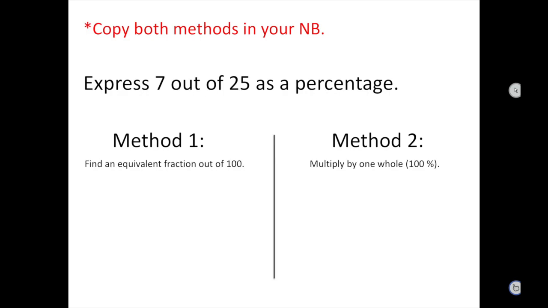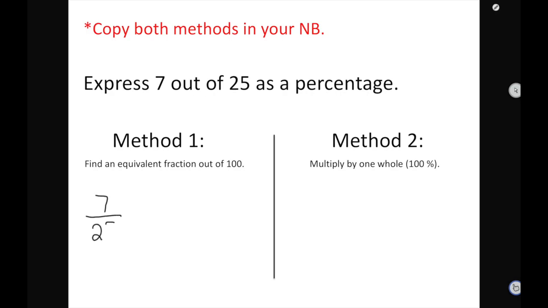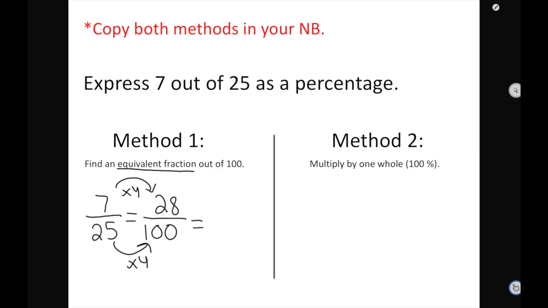To begin, I'm going to write my fraction. I'm asked to express 7 out of 25 as a percentage, so I'm going to write 7 out of 25, and I'm going to create an equivalent fraction because I'm solving with method 1. I'm going to turn my denominator into 100, and I can do so by multiplying times 4. I need to do the same thing to my numerator. I get 28. 28 out of 100 is 28%. This is the method that we're familiar with and that we've practiced already in class.